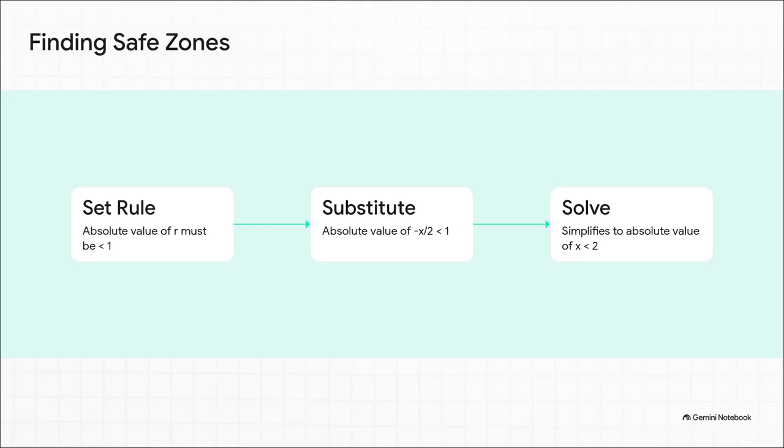But here's the thing. Power series are demanding. They don't just work everywhere magically. For a geometric series to actually converge, the absolute value of our ratio, r, has to be strictly less than 1. So we take the absolute value of -x/2 and we set it less than 1. Multiply both sides by 2, and the math clearly tells us that the absolute value of x must be less than 2. And boom, that is our safe zone. So that brings our radius of convergence to exactly 2.